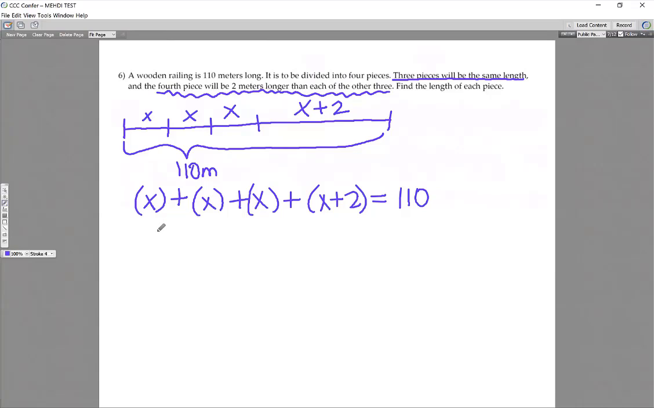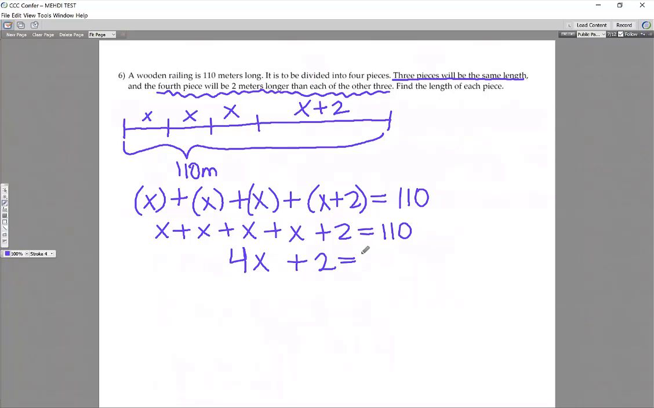And we see that after the parentheses, we have the following. So we have 4 x's. Remember to combine like terms. So 4x plus 2 equals 110. Now we want to isolate the variable x, so we're going to subtract by 2 on both sides.